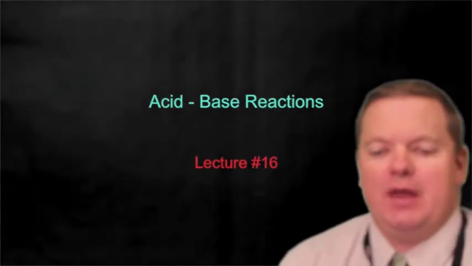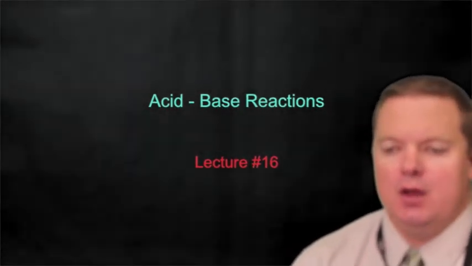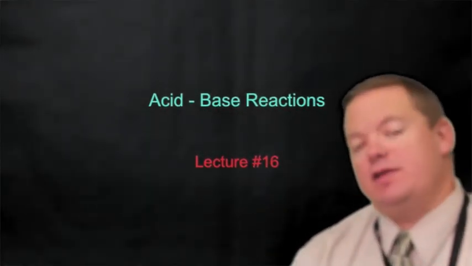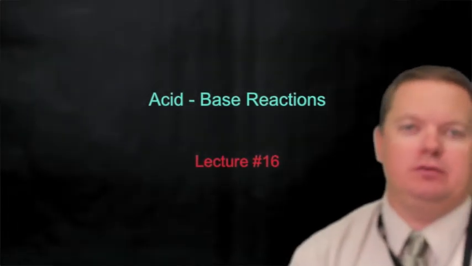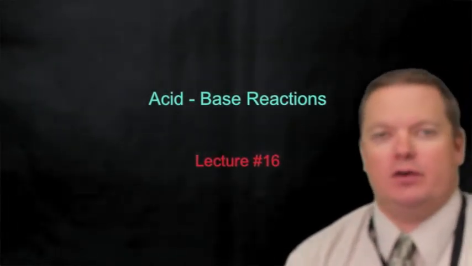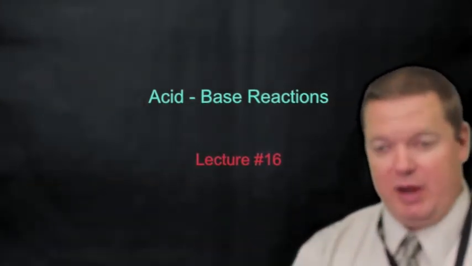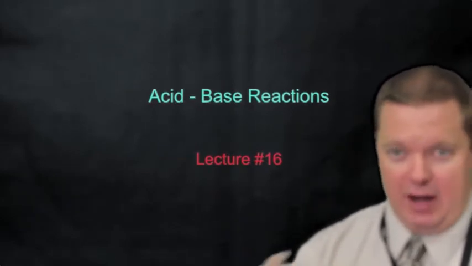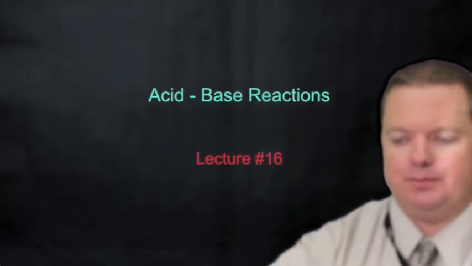Lecture number 16, acid-base reactions. So now we've started classifying these types of chemical reactions we have. We talked about the first type, these precipitation reactions where we're forming a solid. Now we're going to talk about these acid-base reactions where we're going to react an acid and a base.